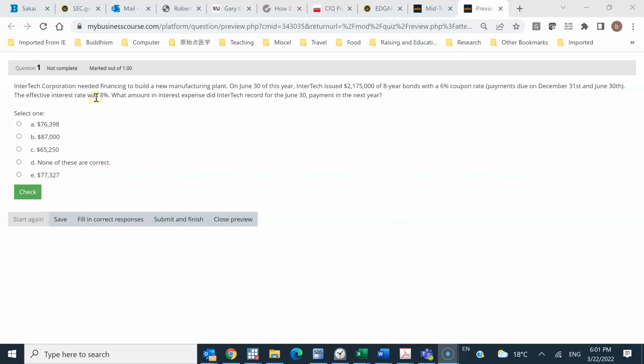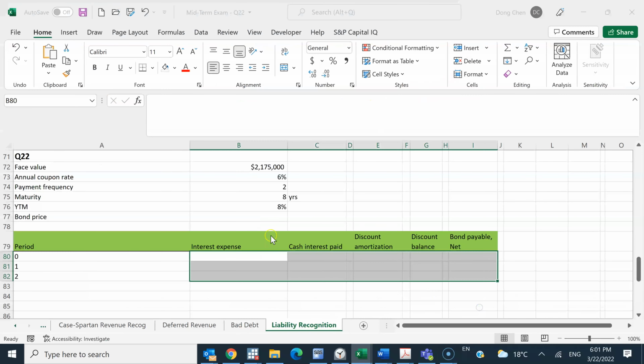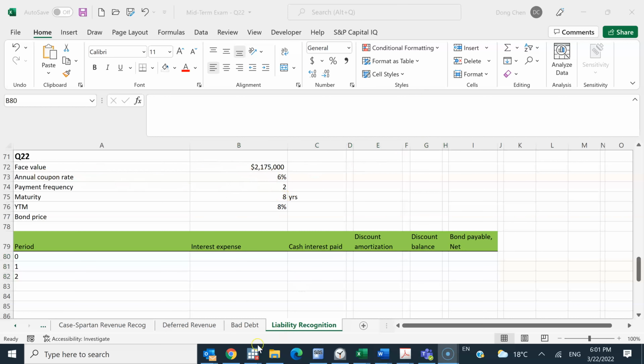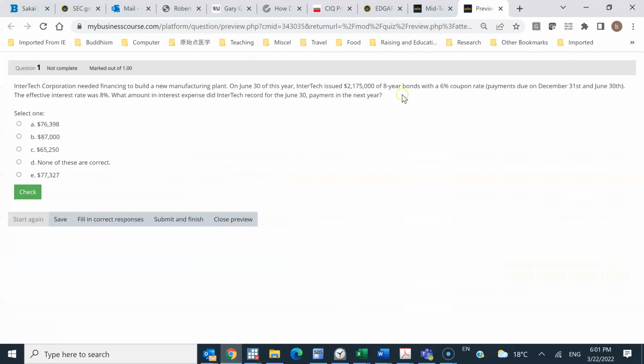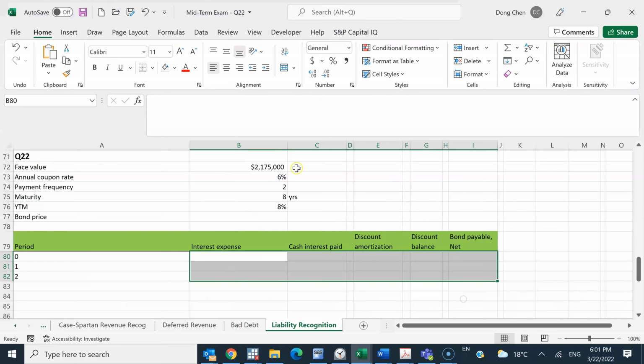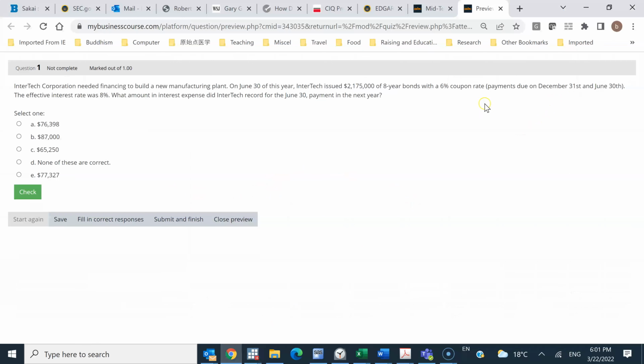And given the effective interest rate is higher than the coupon rate, we know that this must be a discount bond. So first job is to input everything into the worksheet. So face value is $2,175,000 as provided, and the coupon rate is 6%, and payment frequency is 2, and maturity is 8 years, right? All these are provided.